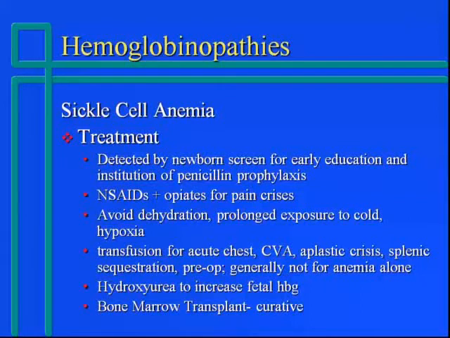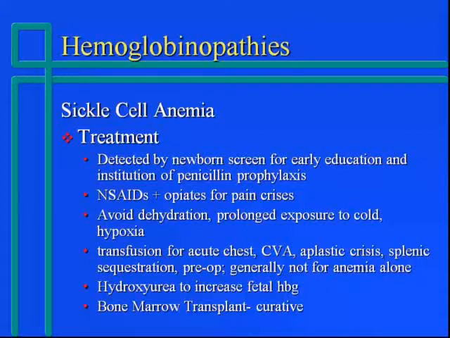Because of this, many states screen for sickle cell anemia in their state newborn screen, so that children can be identified early, education can be provided to parents, and penicillin prophylaxis for pneumococcal infection can be instituted. For pain crisis, the first-line treatment is nonsteroidal anti-inflammatory agents, but patients with the more severe sickle disease also often require opiates for painful crises. It's important that children with sickle cell disease avoid dehydration, prolonged exposure to cold, and hypoxia.